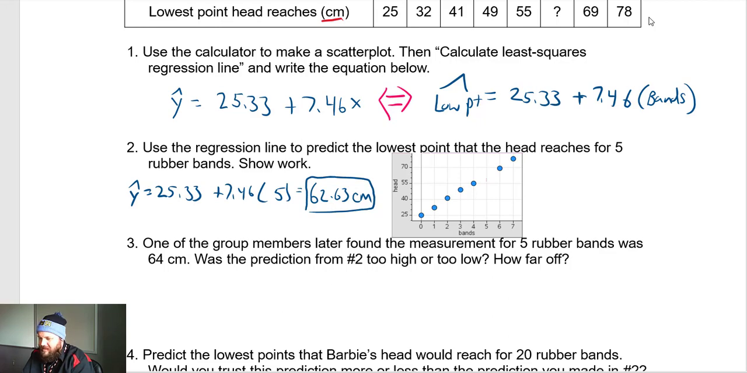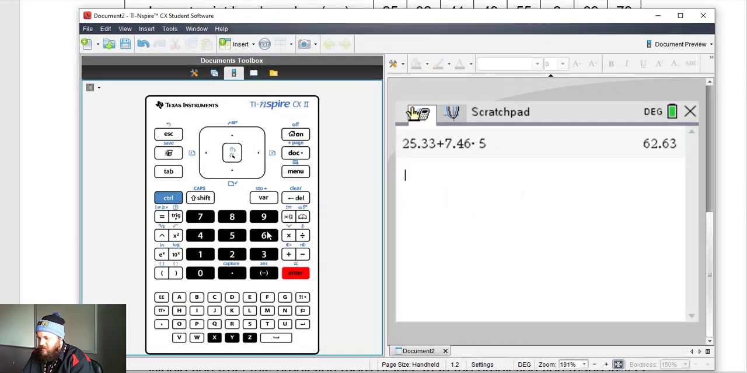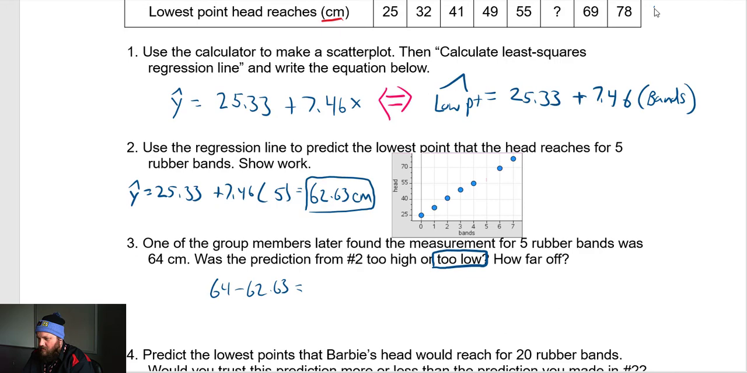So now group 3 says that they have 64 centimeters for 5 rubber bands. Well, we can definitely see that our prediction was too low, right? Because we said 62.63, so ours was too low. And how far off? Well, 64 minus 62.63, so 64 minus our answer, 1.37. So 1.37 centimeters, okay.